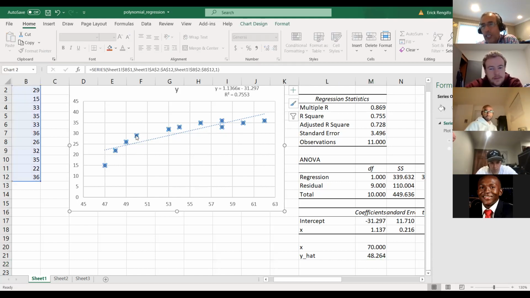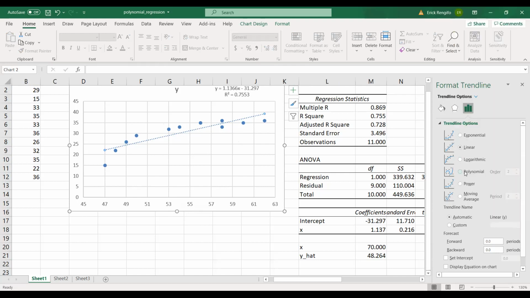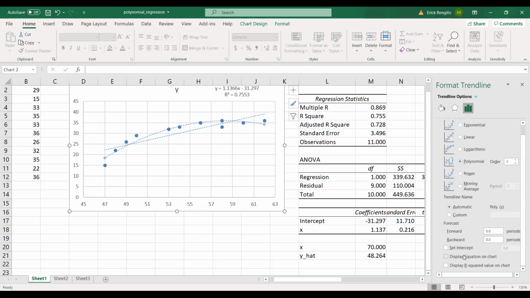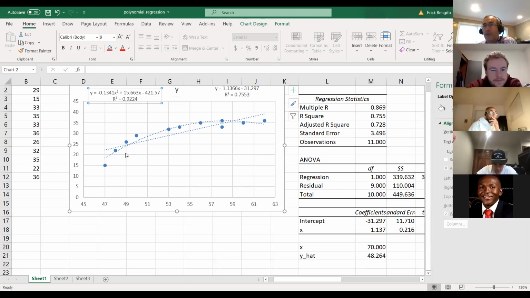If you click again, right click, add trend line. Then here, what you select is polynomial. Okay, and you can be playing with this, but let's assume order 2, because I believe it's order 2 already. And then we do display equation, display R squared, and I will move this somewhere here. Take a look, guys. Do you see the fit? Much better.